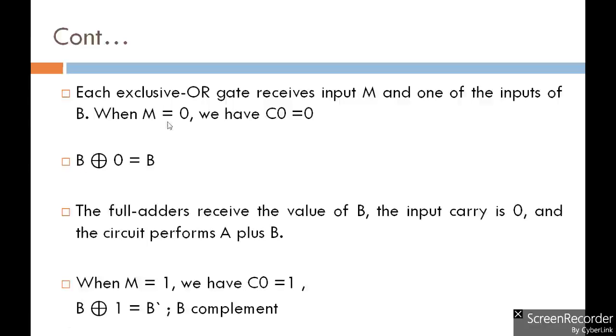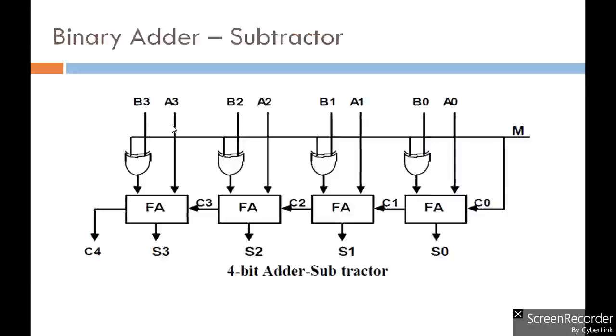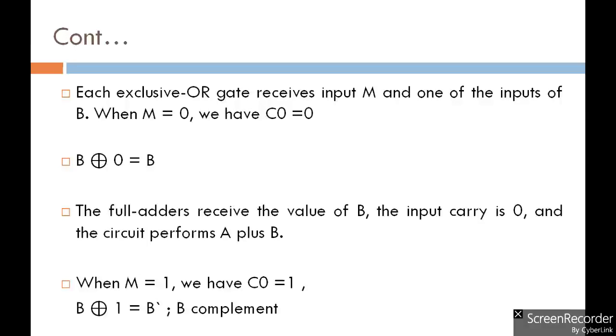That is, whenever M equals 0, we will have C0 as 0, right? Because carry input C0 is also connected to input M in our diagram, as we can see from this diagram. Input M is also connected to carry input C0. So whenever we apply M equal to 0, at that time C0 will also become 0 and B XOR 0 will give us output B.